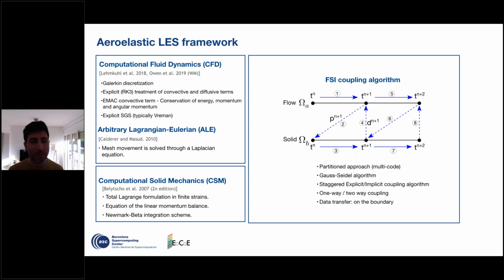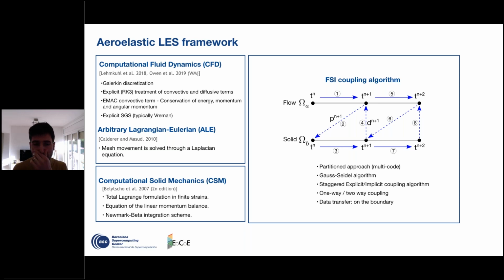In terms of the computational solid mechanics, we have a total Lagrangian formulation in finite strains. We solve basically the equation of linear momentum balance. And for the time integration, we use a typical Newmark beta integration scheme. So with these two ingredients, what we need is what we could call a coupling model or a coupling library. In our case, in order to conduct these aeroelastic simulations, we use a typical Gauss-Seidel algorithm that is shown here, but other approaches could also be used, for instance Jacobi's or whatever.